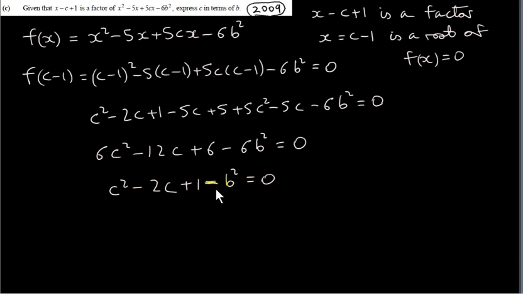Now, how are we going to get c in terms of b? You see, we have a c squared term here and a c term, so how do we isolate c? Well, we should look at this quadratic expression in c. It turns out that we can factorize this into c minus 1 times c minus 1, so we can write this as c minus 1 squared. c minus 1 squared is c squared minus 2c plus 1.